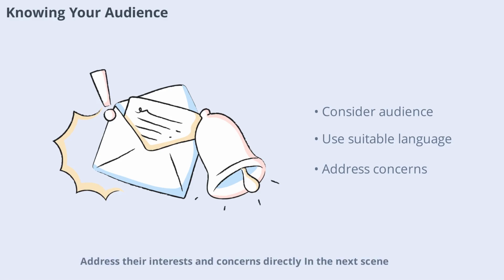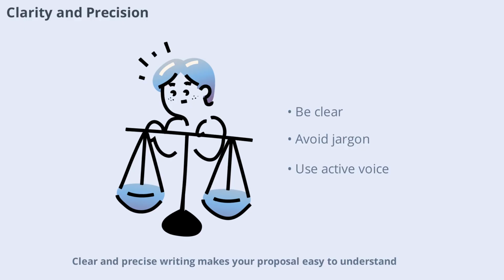Address their interests and concerns directly. In the next scene, we'll discuss the importance of clarity and precision in your writing. Clear and precise writing makes your proposal easy to understand. Avoid vague language and unnecessary jargon.